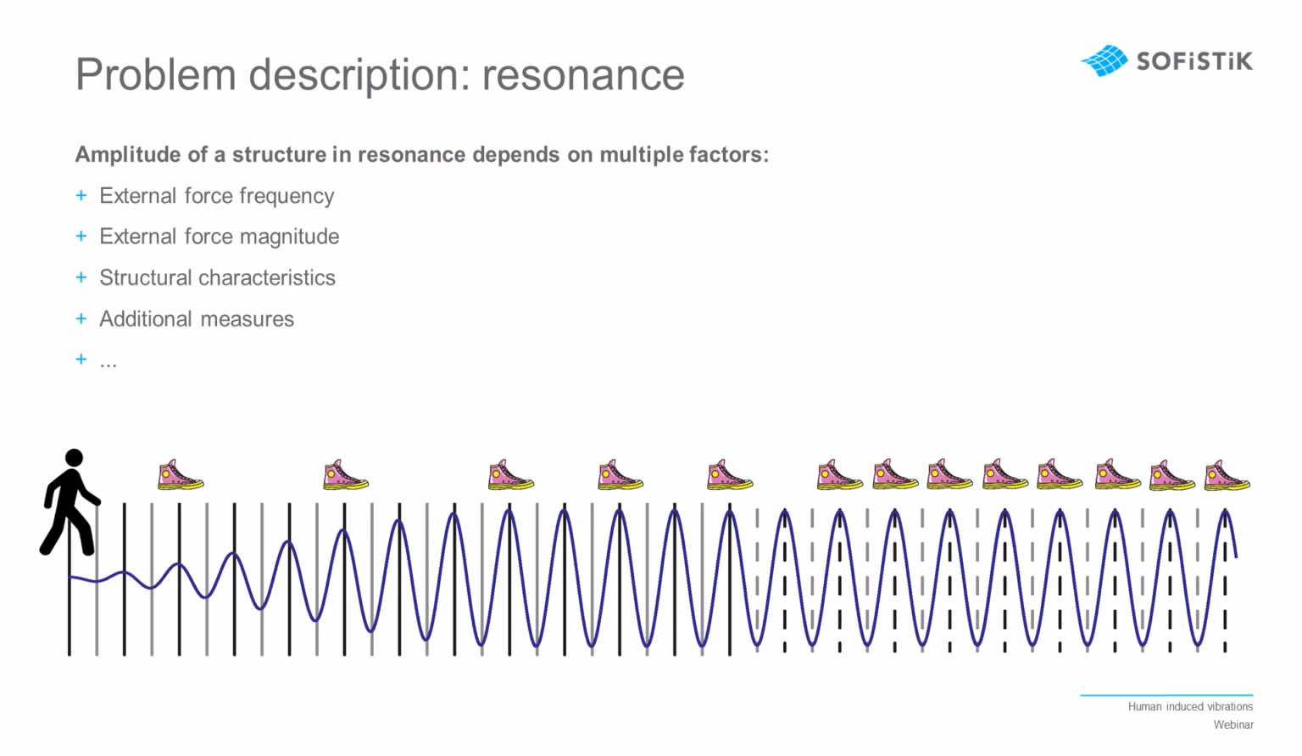Multiple factors decide whether the resonance is an SLS annoyance or an actual ULS danger. These include not only external force characteristics like frequency and magnitude, but also structural characteristics of the system itself, like its mass and stiffness and material and its damping properties.